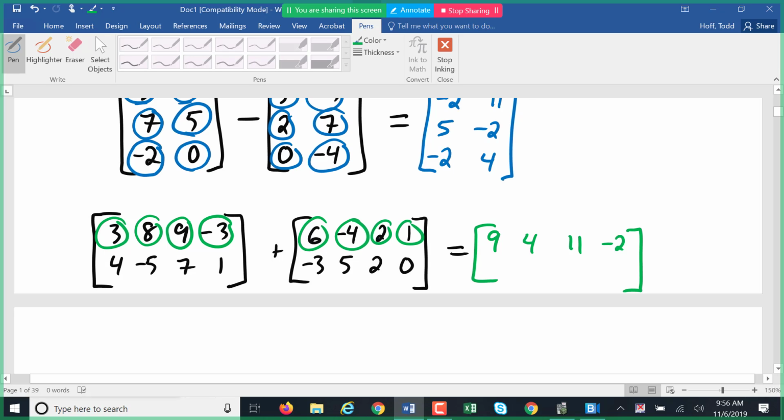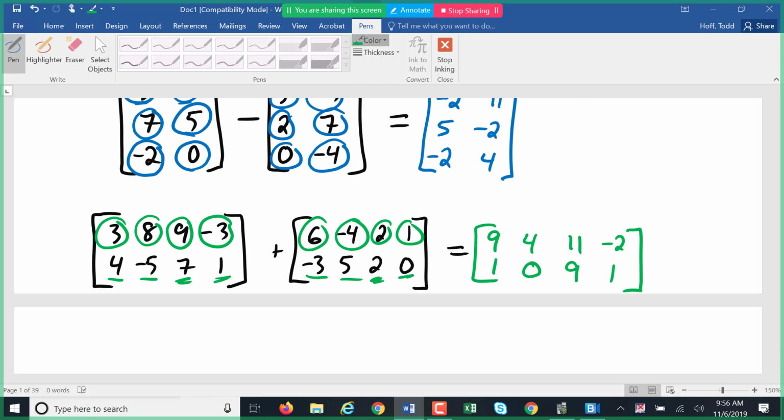Down to row 2, column 1, 4 plus negative 3 is 1. Negative 5 plus positive 5 is 0. Column 3, 7 plus 2 is 9. And column 4, 1 plus 0 is 1. So that's pretty simple.